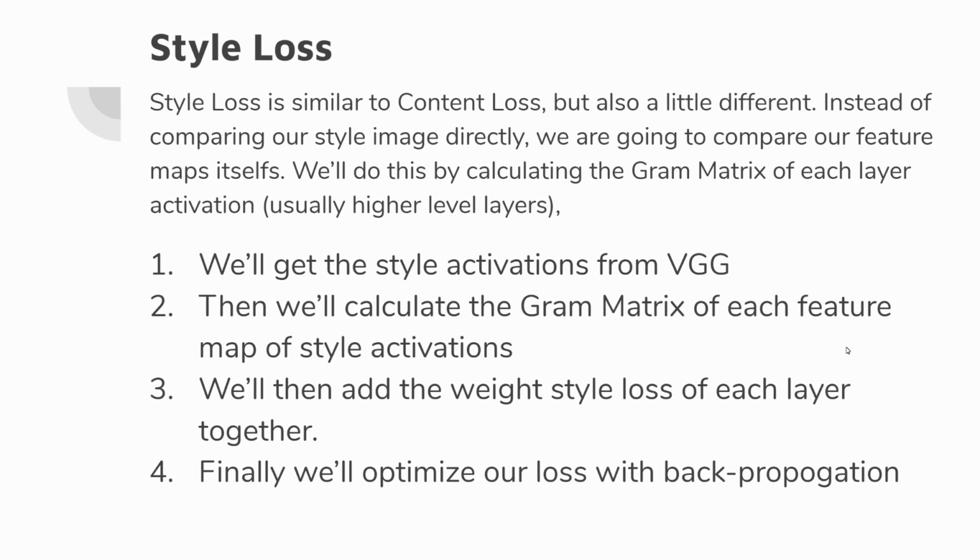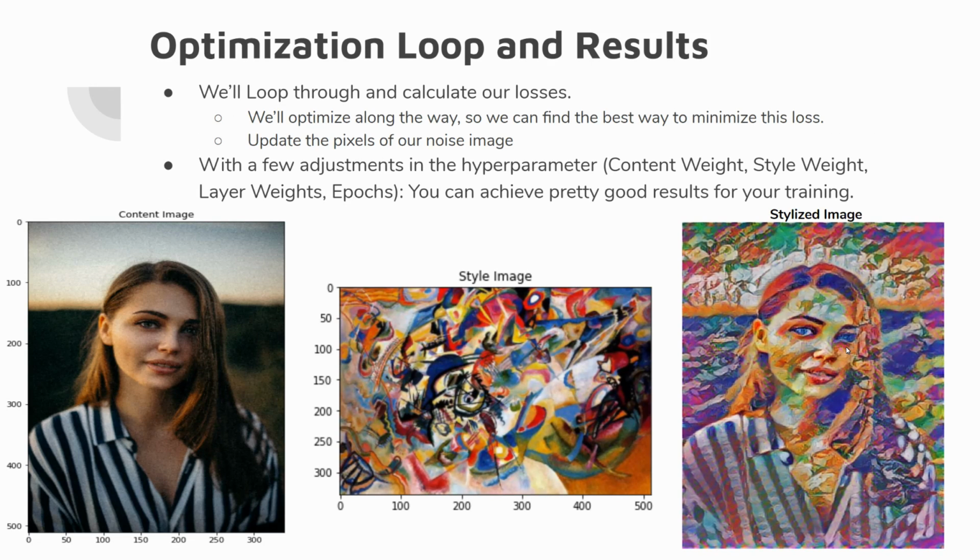So first we're going to get the style activations from the VGG network. Then we're going to compute the gram matrix of each of those feature maps. And then finally, we're going to add the style losses together and then optimize that loss through backpropagation.